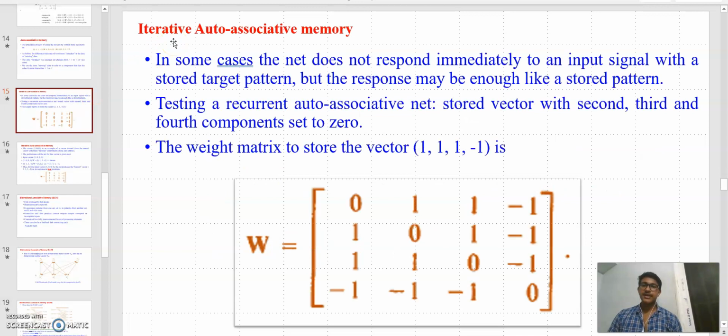Iterative auto-associative memory. In some cases, the net does not respond immediately to an input signal with a stored target pattern, but the responses may be enough like a stored pattern.